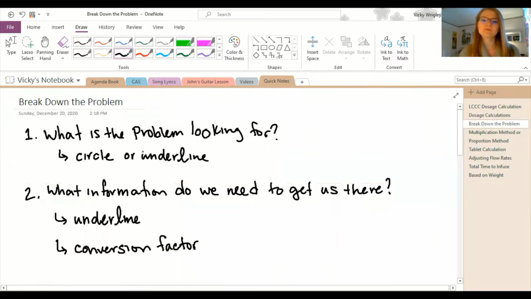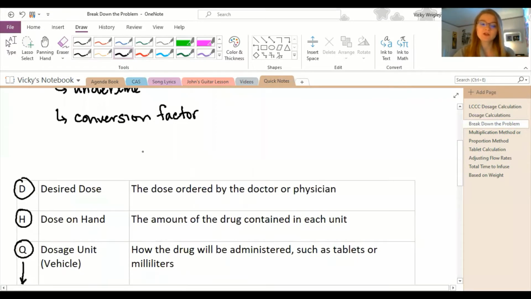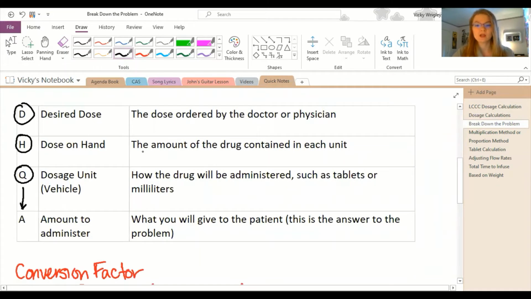So, reviewing the 2 questions that we're going to ask ourselves when we're starting a dosage calculation problem. What is the problem looking for? That's the amount to administer, right? We're going to circle or underline this information in the question. Second, what do we need to get us there? How can we go from 1 unit to another? We're going to look for conversion factors, the relationships between units that are given to us in the problem. So that's our general strategy for every single dosage calculation problem.